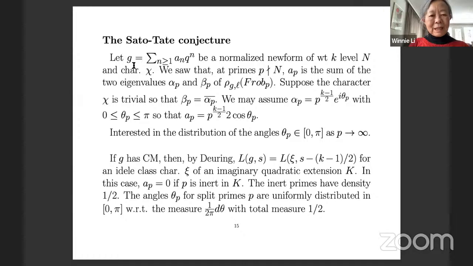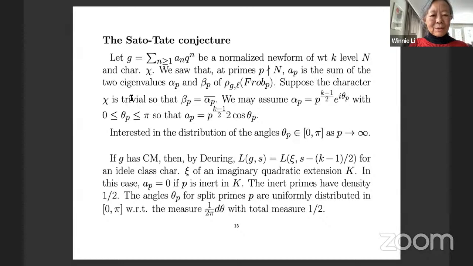So we have seen that at primes p not dividing n, the Fourier coefficient a_p is a sum of two eigenvalues, alpha_p and beta_p, of the Frobenius action coming from the elliptic representation. Alpha_p and beta_p have the same absolute value, and their product is chi(p) times p to the k minus 1.